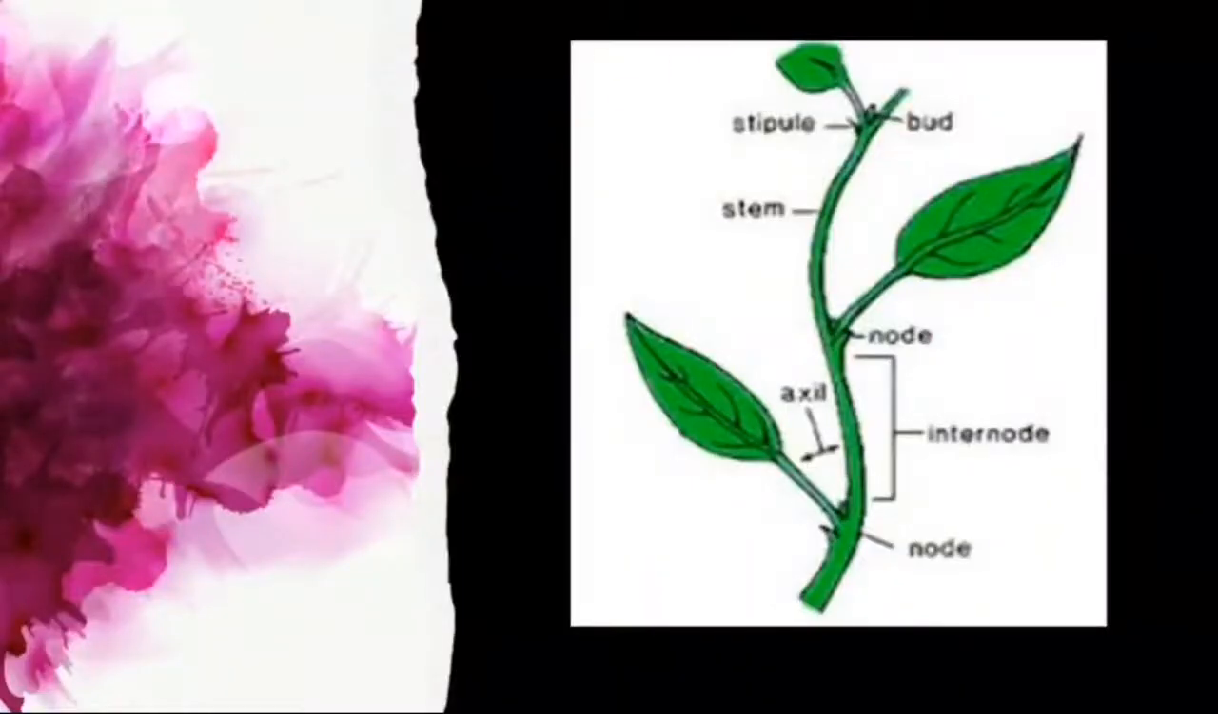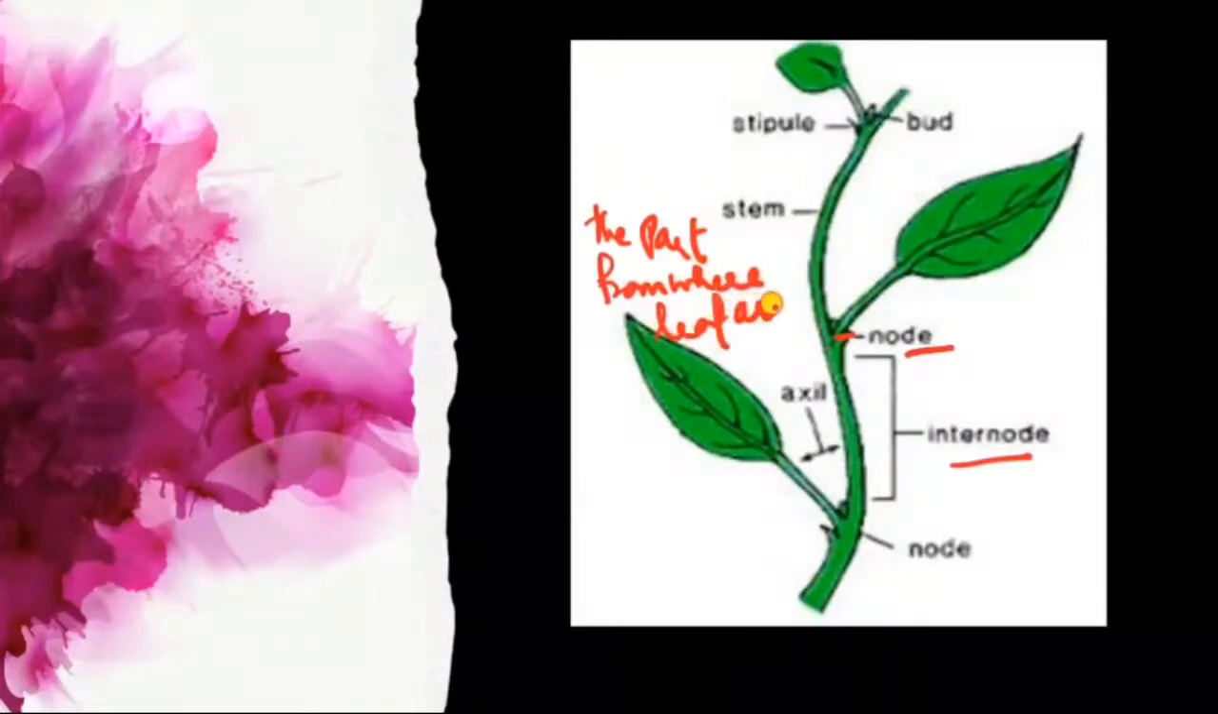Here you can see the picture of the plant with a few labels mentioned. We are going to discuss the terms node and internode. You can see here on the stem, the part from where the leaf arises. The part from where the leaf arises is called a node. This portion is called a node.